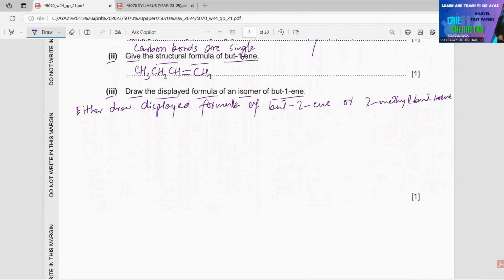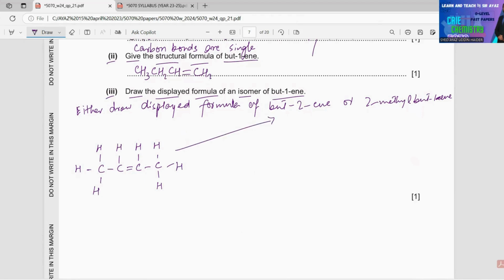If you want to draw the displayed formula of but-2-ene, you must have a carbon-carbon double bond between the second and third carbon. So now I am saturating this: 1, 2, 3, 4, showing the hydrogen atoms. This is the displayed formula of but-2-ene.